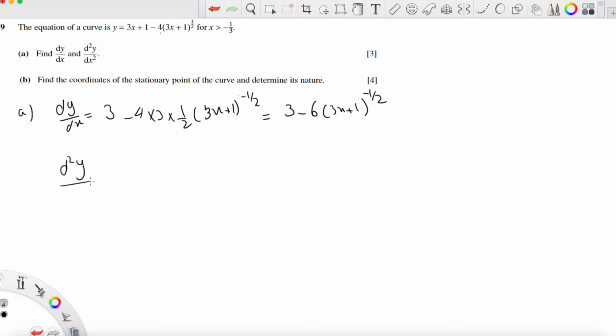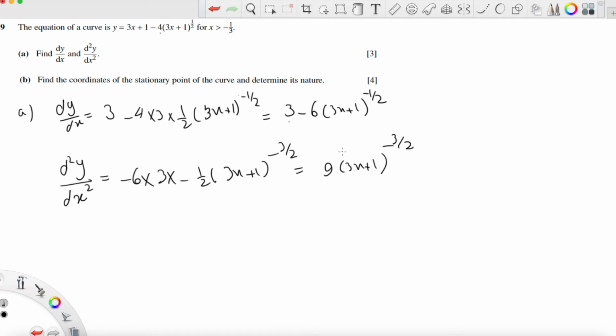And for the second part, d squared y by dx squared, I differentiate this expression. Differential of 3 is 0, so minus 6 multiplied by differential of brackets, which is 3, times negative half, 3x plus 1 to the power of negative half minus 1, negative 3 over 2, which simplifies to 9 times (3x plus 1) to the power of negative 3 over 2 as the answer for part A.